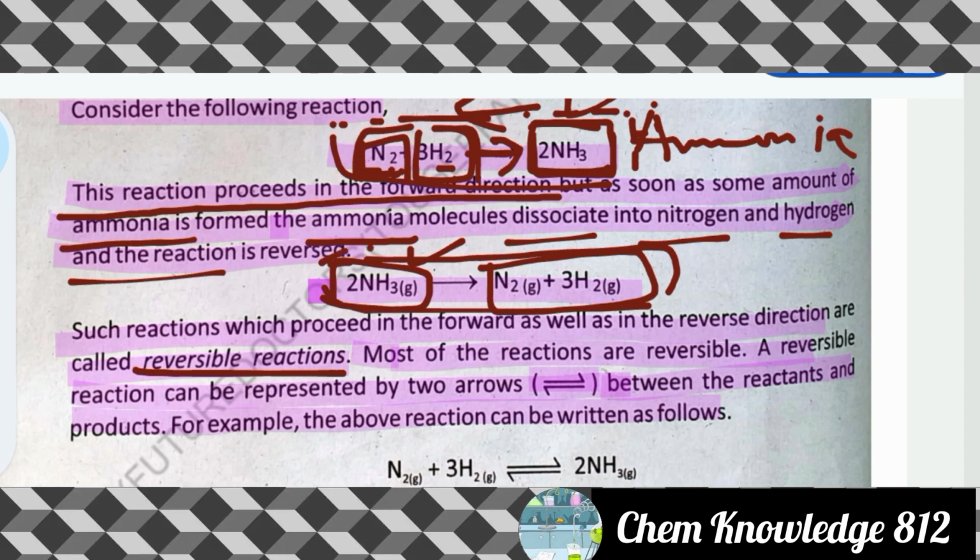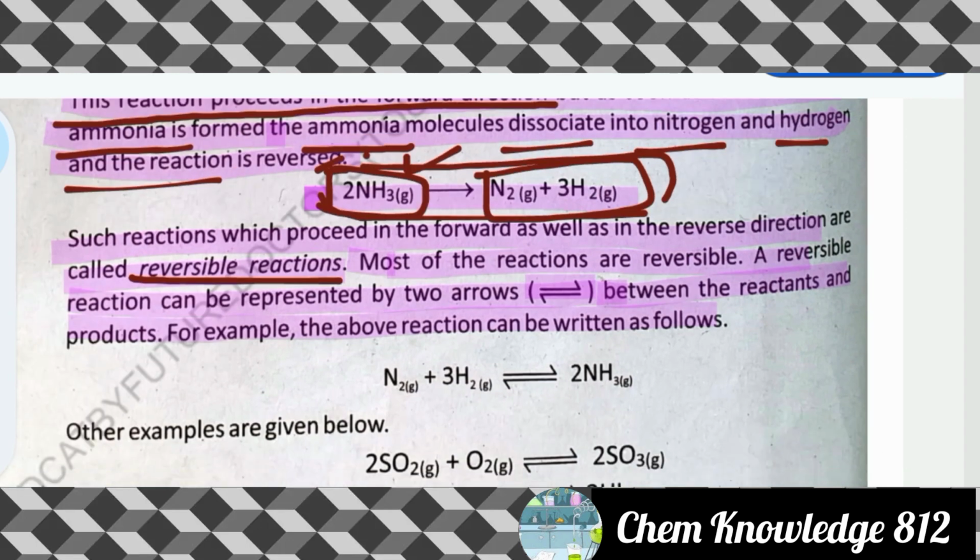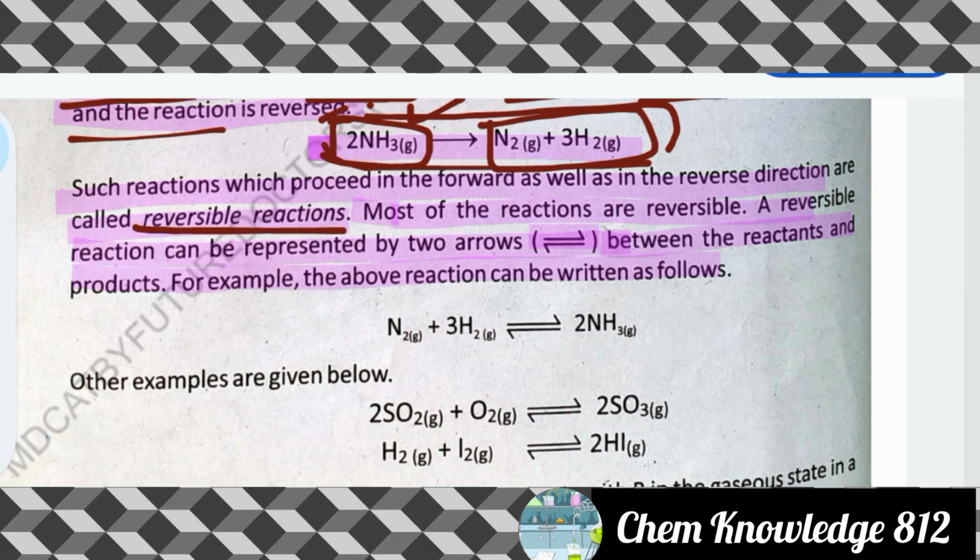So if we write these two reactions in one line, we can say that nitrogen plus hydrogen forms ammonia, and this ammonia then again dissociates by the reverse reaction to form nitrogen and hydrogen again.